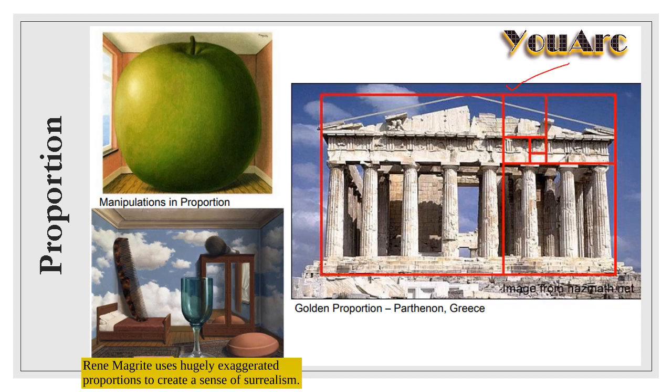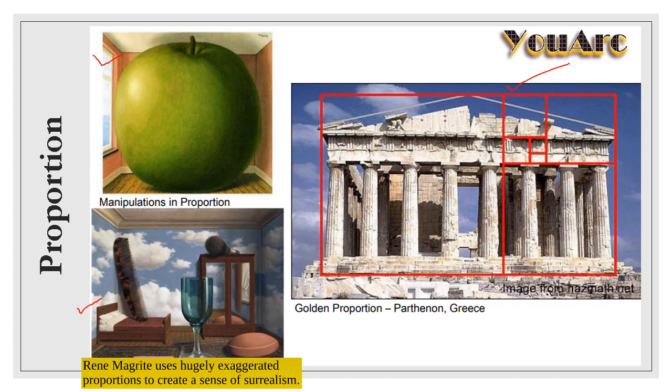Okay, so let's see other examples, which are manipulations of proportion. Can you see this particular figure where this apple is equal to the size of the whole room? Is this under right proportion? No, it is not proportion. They have manipulated the proportion in this particular art. Okay, so let's see the next example here.